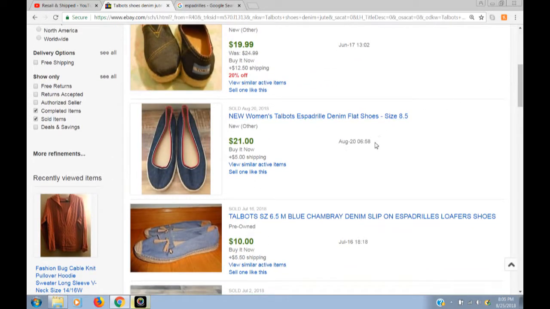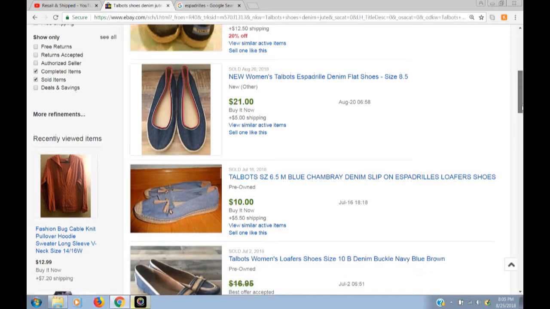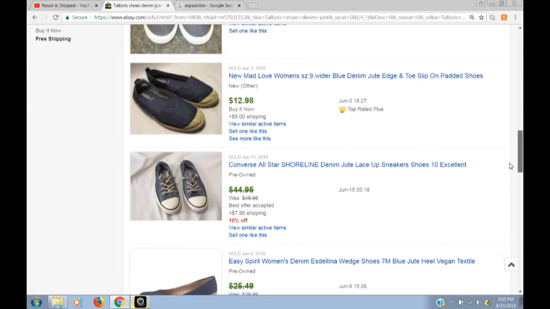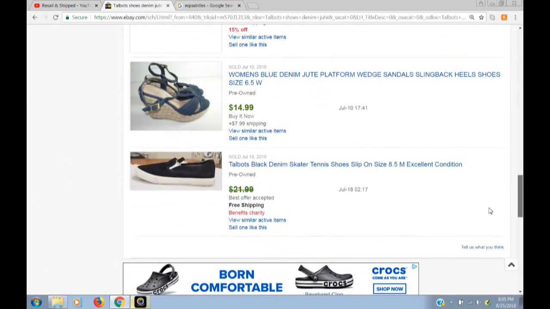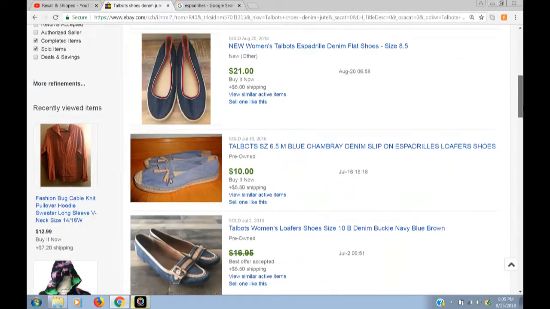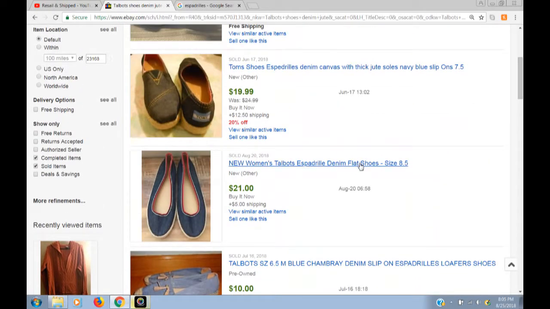Oh look! Here are my shoes! New women's Talbots, Espadrille denim flat shoes, 8.5. They're not exactly my shoes, and my shoes technically aren't new, but I could probably sell them in a similar range anyways because it doesn't seem that they pop up that much. I'm going to scroll down just to see if they have any other ones, but that looks like the price range I'm going to do.